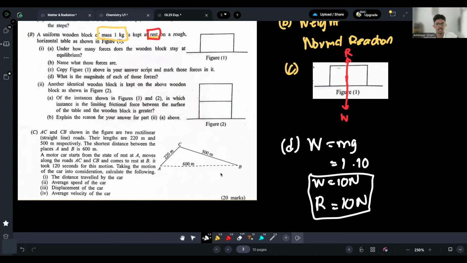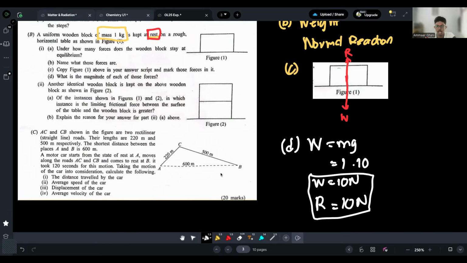Now think like this. Let's say you have a very rough table, or let's say you're on the main road where the road is not proper, it's a rough surface. You're keeping a heavy 10 kilogram box on the road, and it's at rest. You're trying to push it. There's a friction. You know that there's static friction, limiting friction, and dynamic friction. So you're trying to push it.